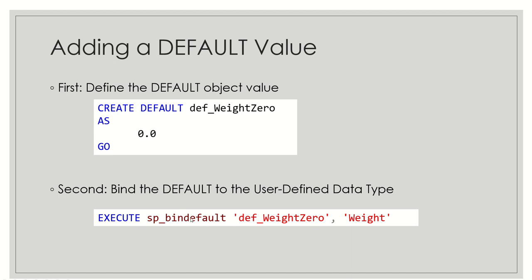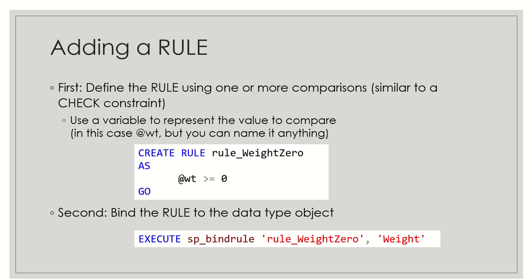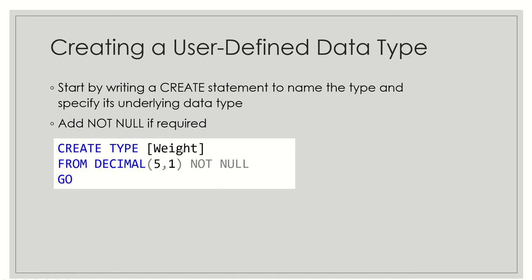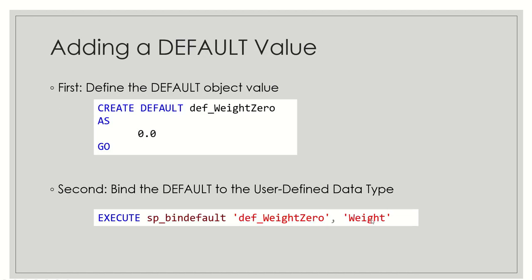So the name gives that away, but notice there's only one D in the middle. So we're going to execute that procedure to bind the default. We provide the name of the default object that we get from here, and then we provide the name of the user-defined data type, which we got from the previous screen. So here the name is weight, and there it is weight also. So those need to match exactly.